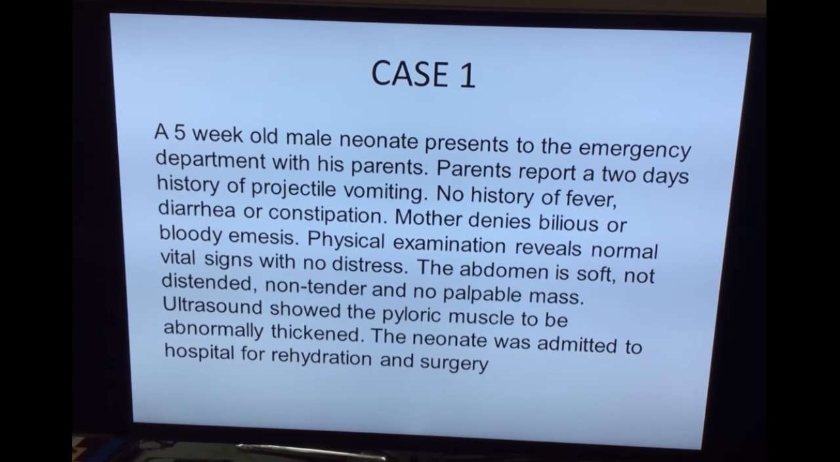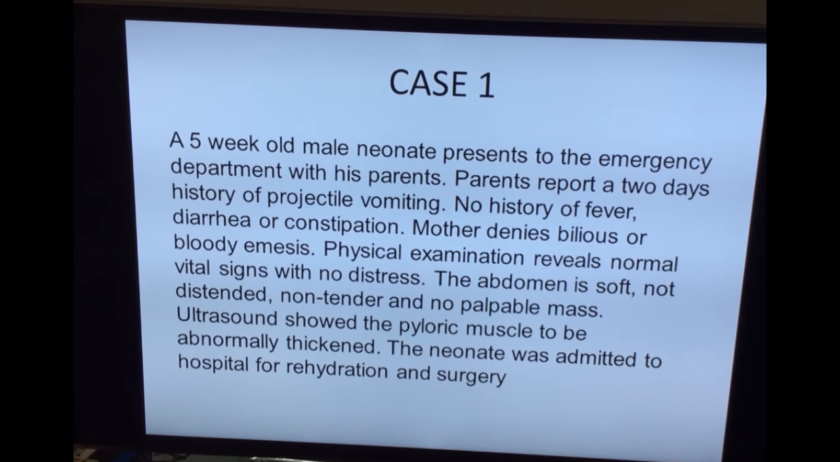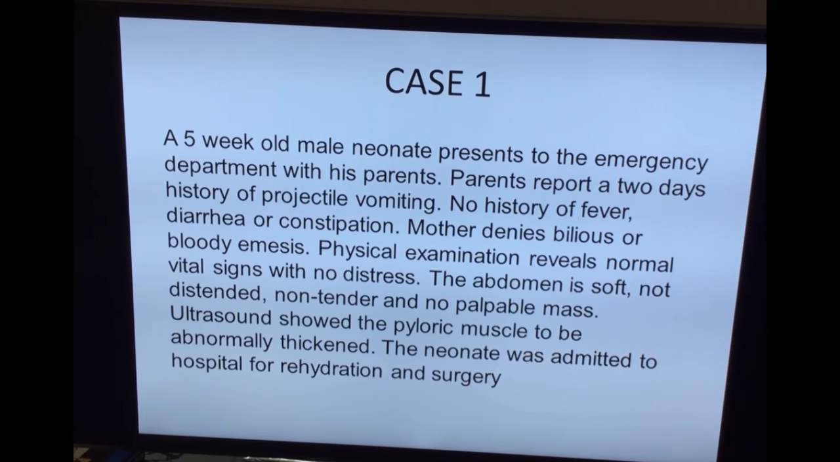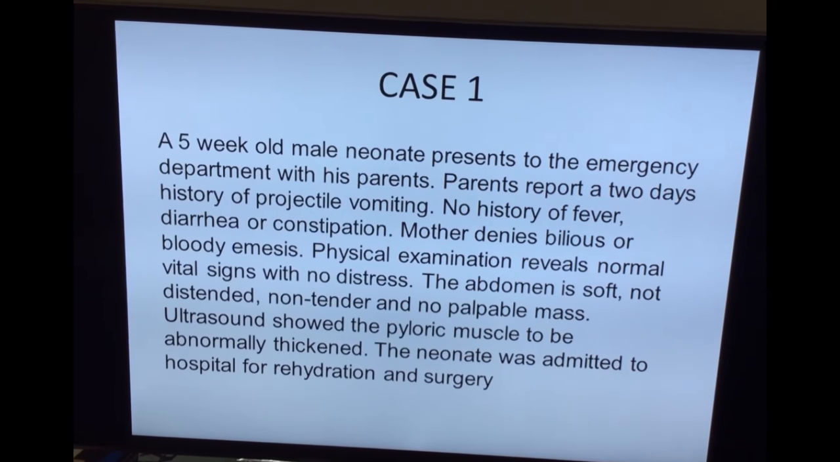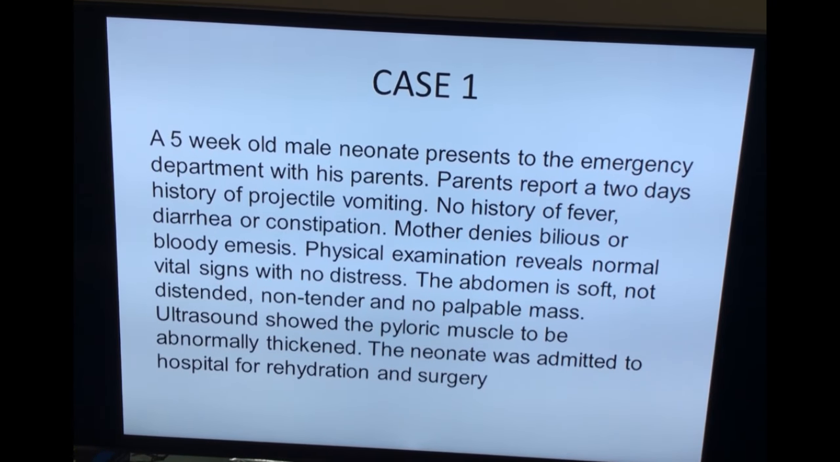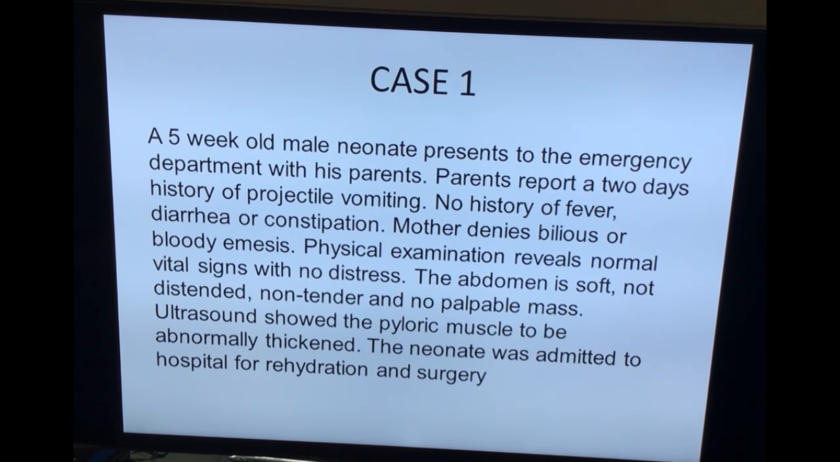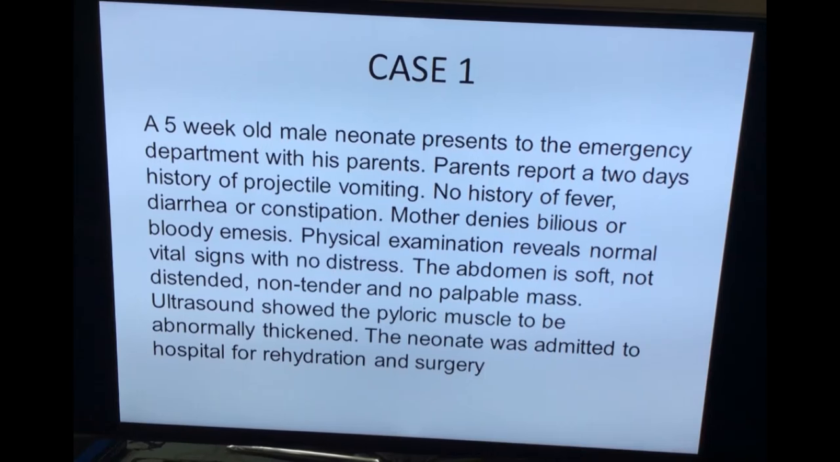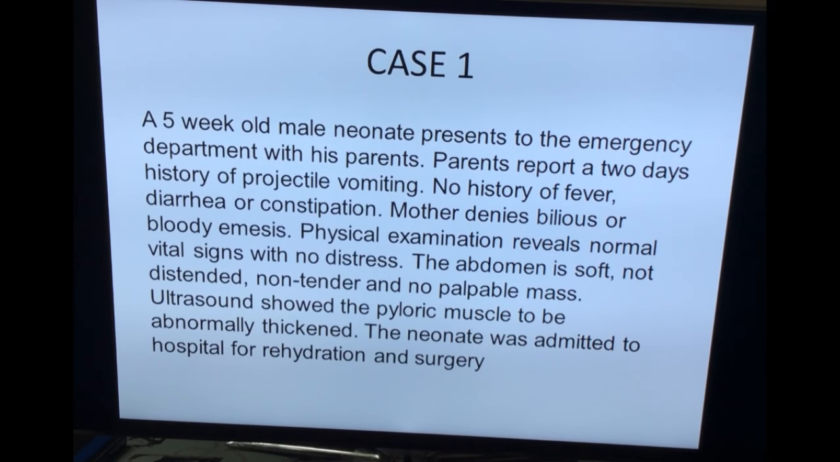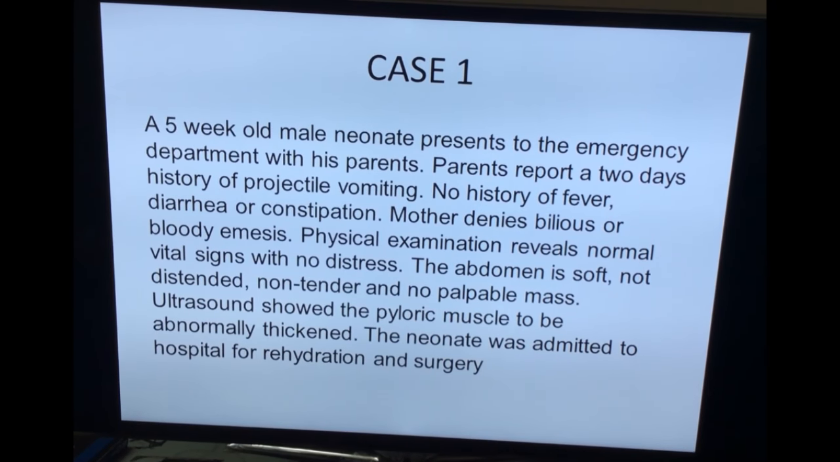Mother denies bilious vomiting, that is greenish colored particles. The vomiting was not greenish yellow in color. Mother denies bilious or bloody emesis. Physical examination reveals normal vital signs with no distress.